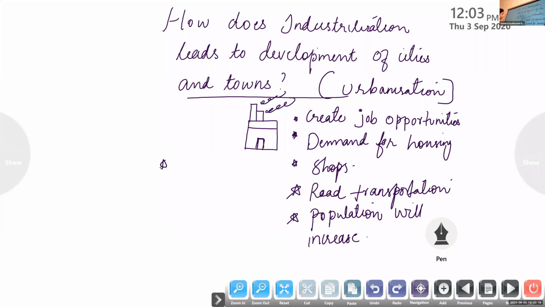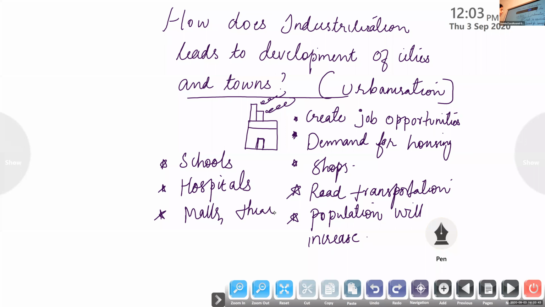To meet the need of education, what will be there? Schools. Then health requirement, ma'am, hospitals. For entertainment, families are there, so theaters, shopping malls, theaters, then parks, children's park. Right, very good.